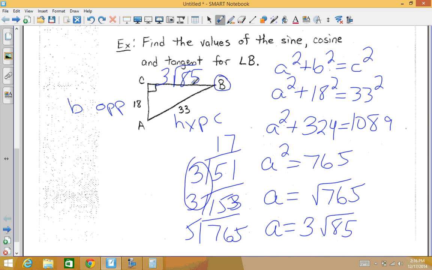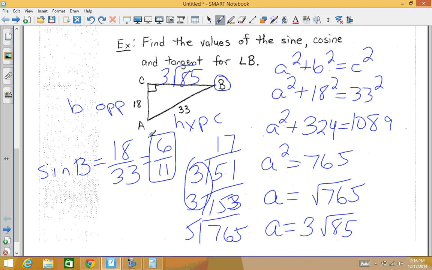Now, once we have the three sides, we can now talk about sine, cosine, and tangent. So the sine of B is going to be the opposite, 18, over the hypotenuse, 33. If you can reduce that, you should. So 18 and 33 are both divisible by 3. So that should give us 6/11. So that would be the sine of angle B. It's the ratio of the sides.